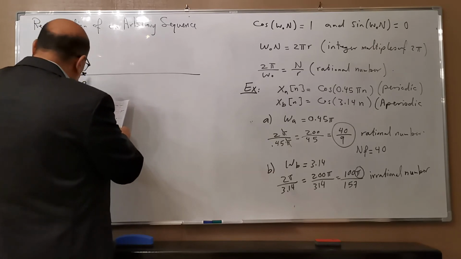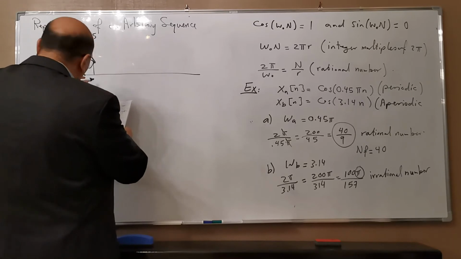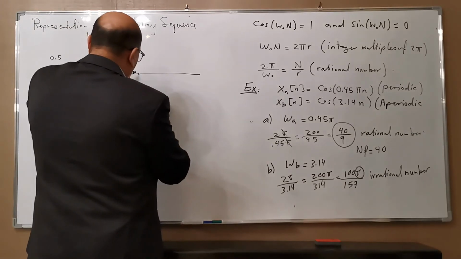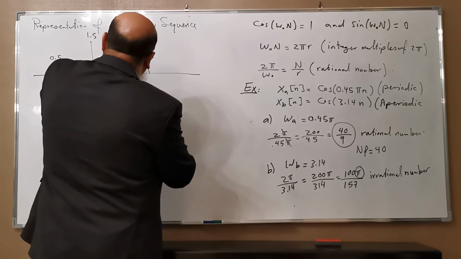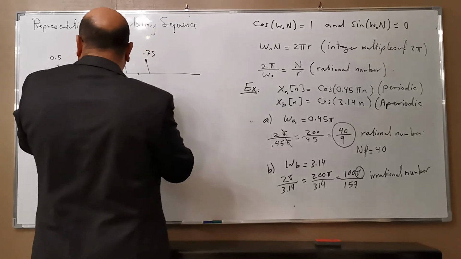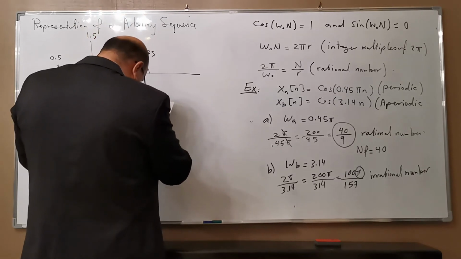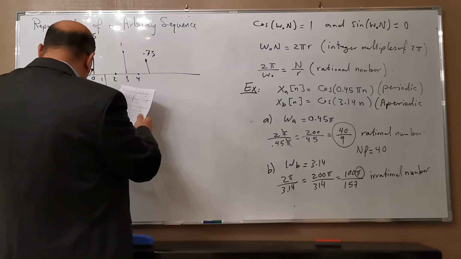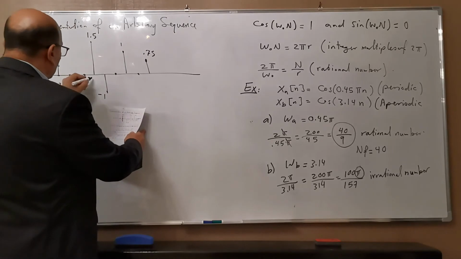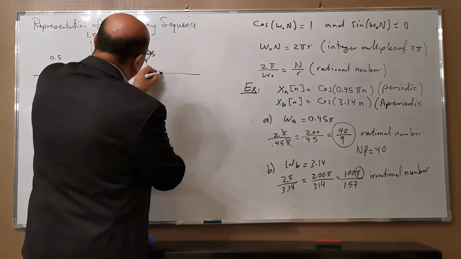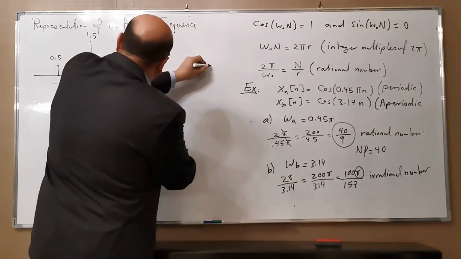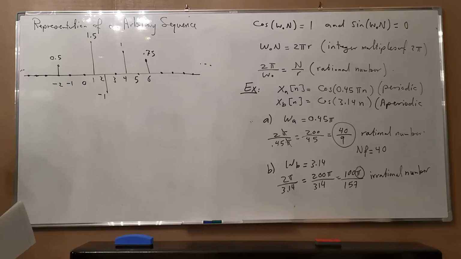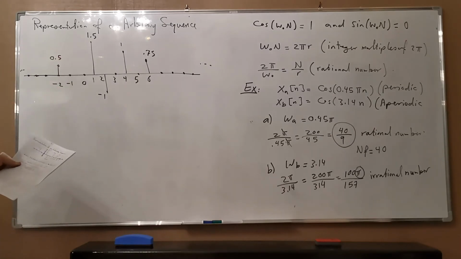0 at 0, 1.5 at 1, minus 1 at 2, 0 at 3, 1 at 4, 0 at 5, 0.75 at 6, and all other values are zeros, and here all other values below this one are all zeros. Okay, so this is an arbitrary sequence.